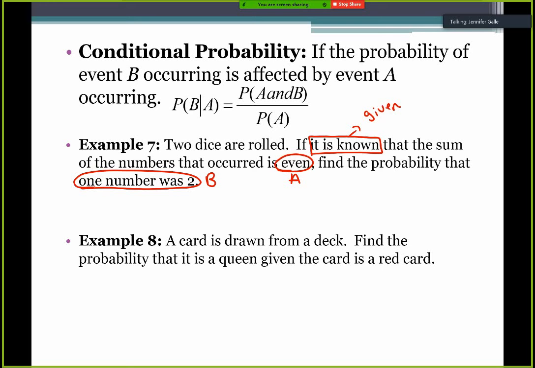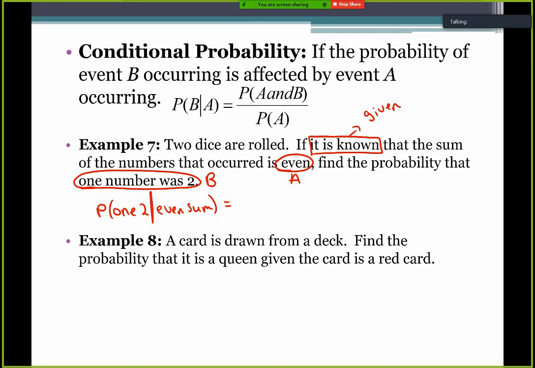So when we go to do our notation, we want the probability that we have 1, 2 given, or we know, we have an even sum. So that vertical bar means given, or we know that second thing has happened. So the probability, we have 1, 2, if we know, or it's given, the sum is even.